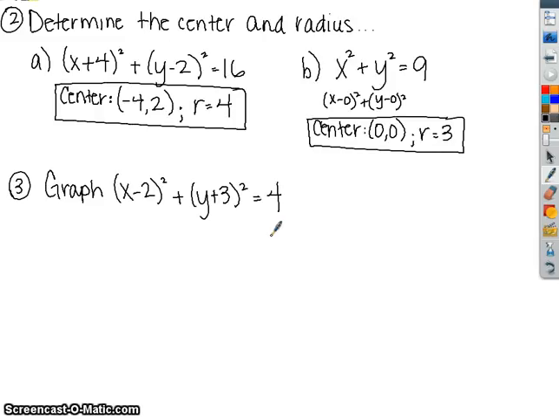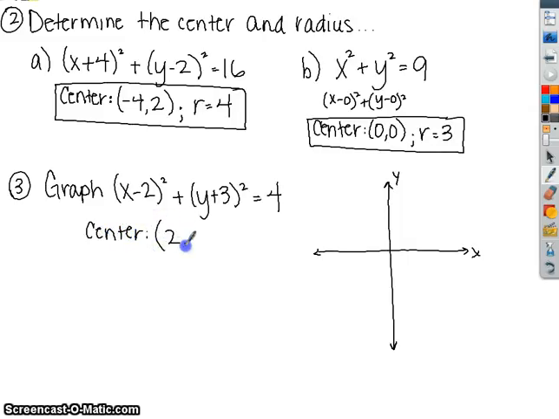So here's what you need to do. Let me draw my coordinate plane. All right, you start out like the second example up here: determine your center and your radius. So in this one, the center is what? (2, -3). The radius is the square root of 4, which is 2.